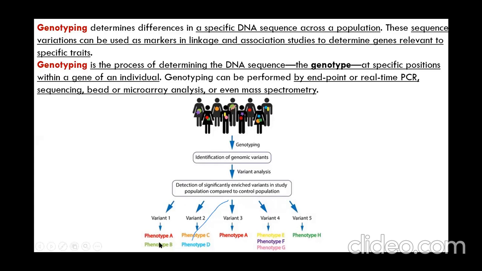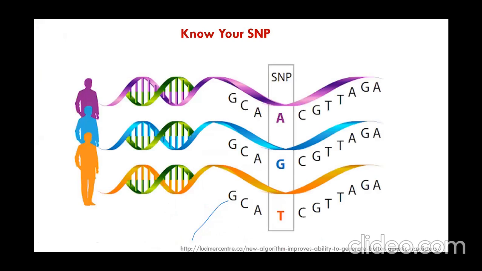For example, variant 1 gives this phenotype, variant 5 can give phenotype H, and some of them overlap with this phenotype. That is a basic fundamental understanding of genotyping. And when it comes to genotyping, one of the fundamental things is the single nucleotide polymorphism. They are nothing but, at a given gene or locus, there may be more than one allele in terms of the population.